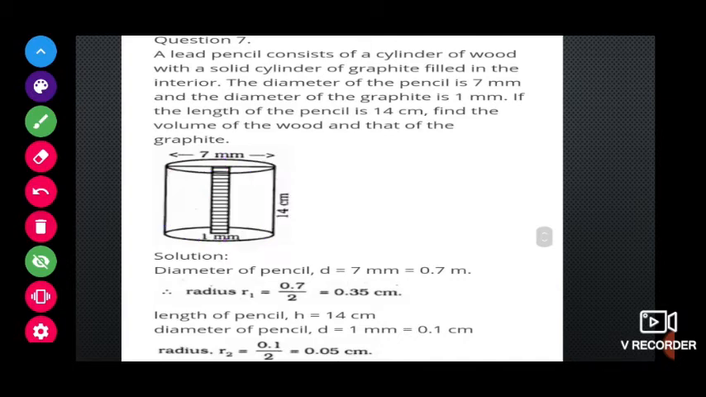Okay, so take here the first solution. Diameter of the pencil D is equal to 7 millimeter, that is 0.7 centimeter.